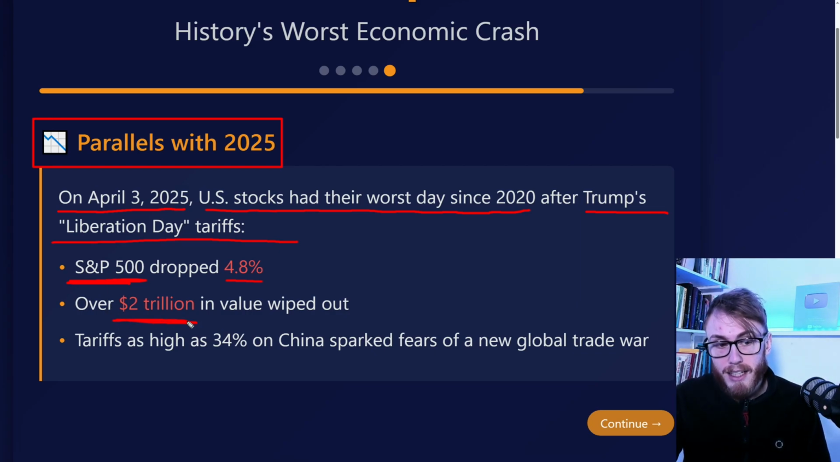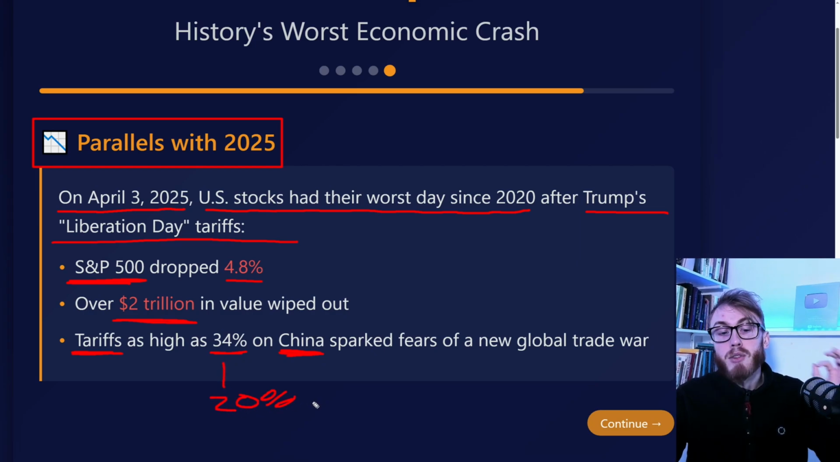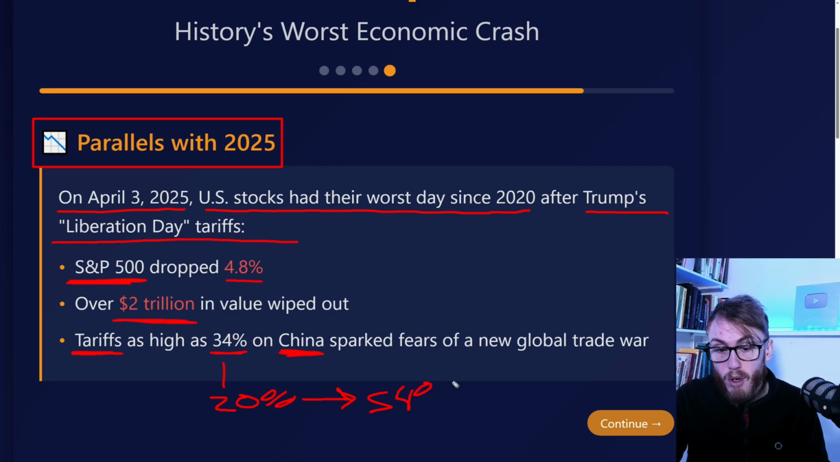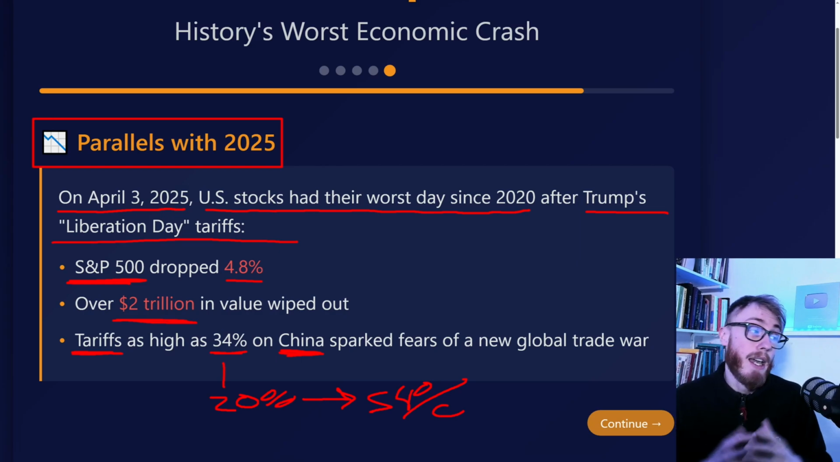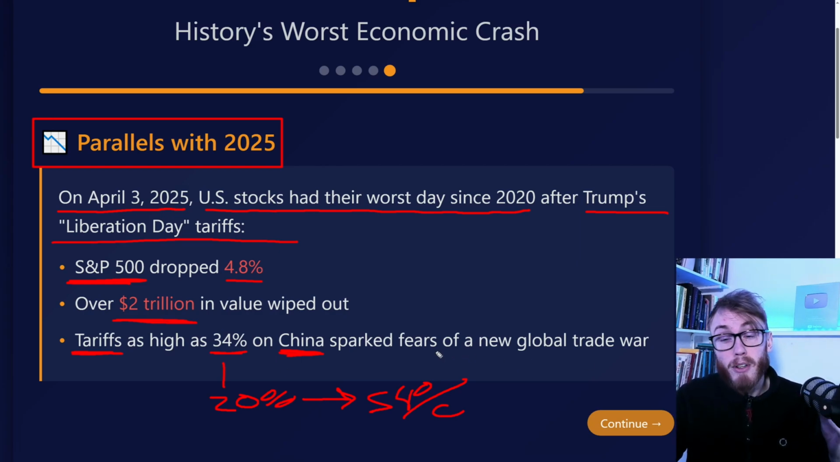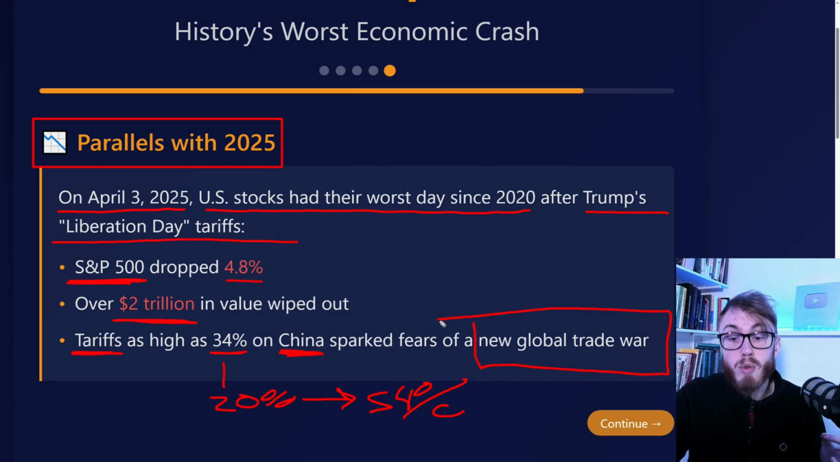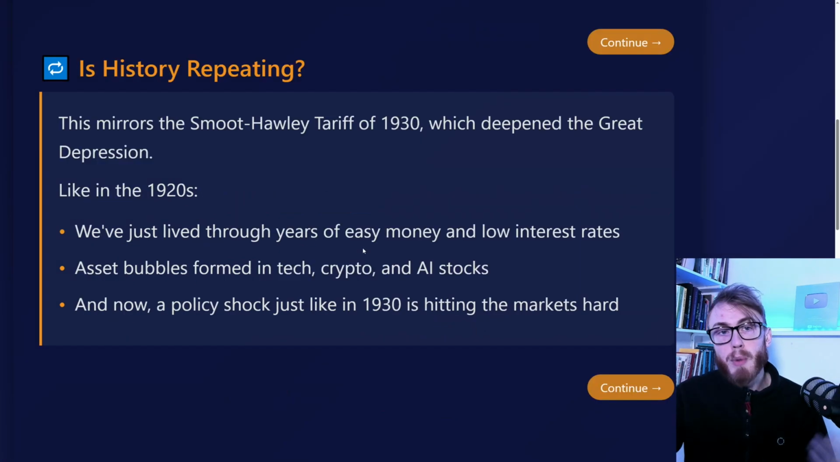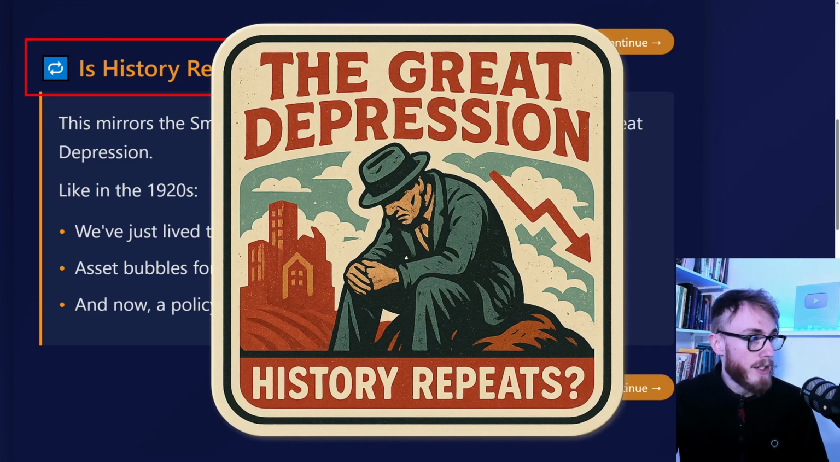And you can hear it right here. Over 2 trillion in value got wiped out. And Trump imposed tariffs on the whole world. But I think China was the country that got hit the worst, with 34% additional tariffs, and I think this was on top of already 20% tariffs. So a total of 54% tariffs on China, at least on some products. And this sparked massive fears of a potential new global trade war. So here we might ask ourselves the question: is history repeating?